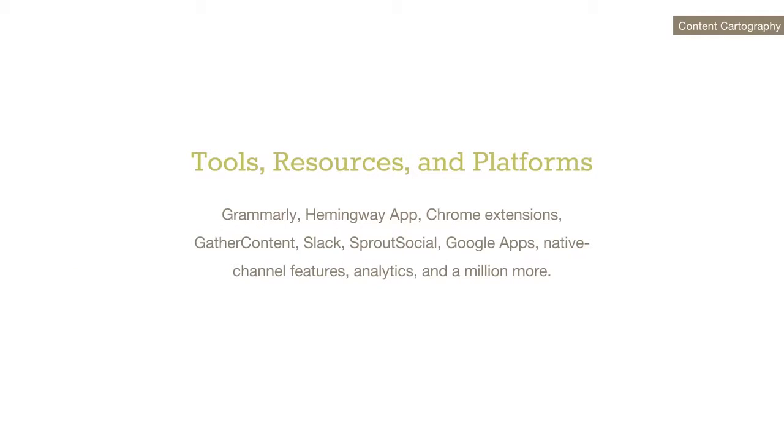Tools, resources, and platforms. Some of the things that we use to create content and make sure that we use these native features are Grammarly, Hemingway, great for readability purposes and writing. We use a large number of different Chrome extensions. We use GatherContent for a lot of our structured content that we create. Sprout Social is a tool that we use for a lot of our social media management, and so on and so forth. So just make sure that you use the tools that are appropriate for you.